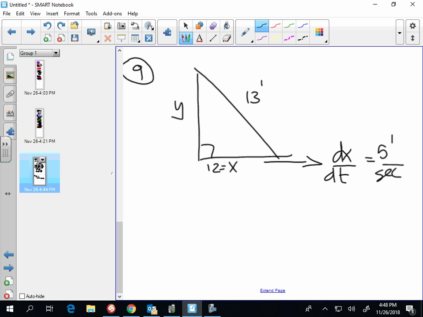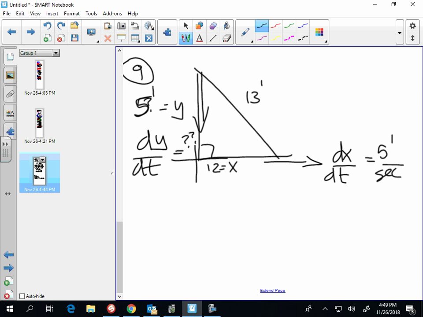Okay, what else do we know? Do we know anything else? 13-foot ladder? Oh, well, what about y? Oh yeah, Pythagorean theorem. 5, 12, 13. You could always use the Pythagorean theorem if you don't remember that. Part A: how fast is the top of the ladder sliding down the wall at that instant? So we want to know about dy/dt. And since the top of the ladder is headed towards our intersection, we expect dy/dt to be a negative number. Don't be surprised by that.